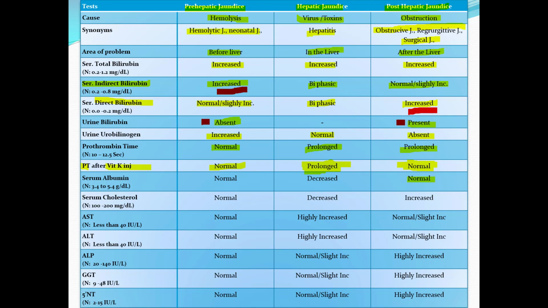Serum albumin, as albumin is synthesized in the liver, will only decrease in hepatic jaundice, and will be normal in pre-hepatic and post-hepatic. Similar is the case of cholesterol. It will be normal in pre-hepatic jaundice, decreased in hepatic jaundice, but increased in the post-hepatic jaundice. The increase in serum cholesterol is typical for post-hepatic jaundice as well as in the case of hypothyroidism. In both cases, we can see a severe increase in cholesterol, sometimes reaching 500 mg per deciliter.